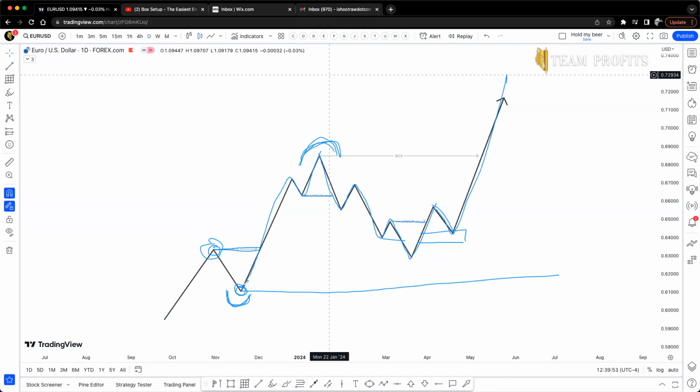This is strong. This is supposed to be respected, unless of course the price starts breaking this. You know what's happening: this is a chalk. In this case, the market is actually creating a chalk right here.